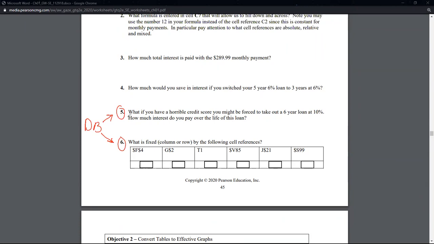What is fixed, column or row, by the following cell references? So for 6, your answers are going to be both, neither, row, or column.